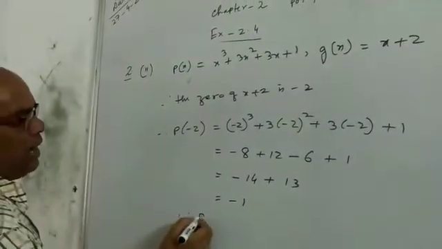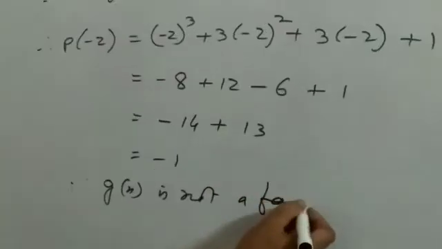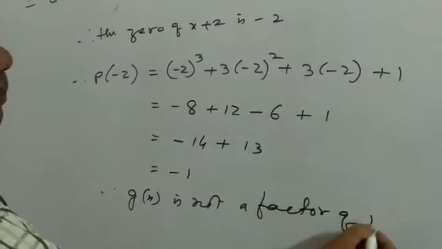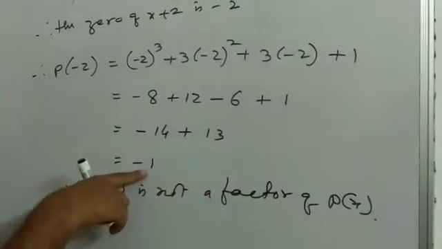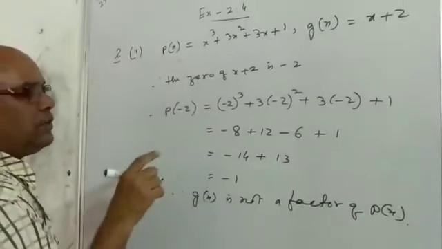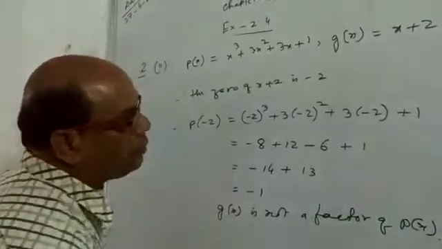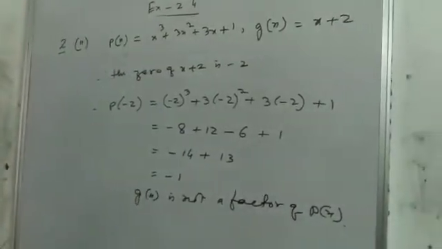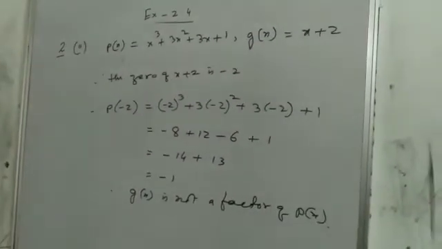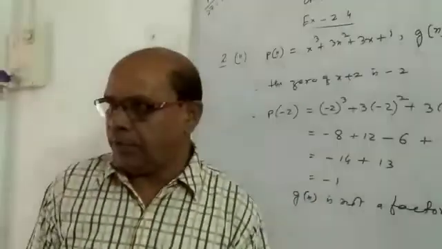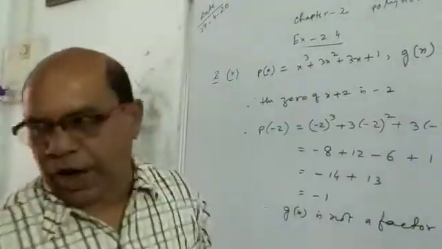Therefore we will write that g(x) is not a factor of p(x). The remainder may be plus, may be minus, may be a fraction. Anyway, we just say if the remainder is 0, it is a factor; if the remainder is not 0, then g(x) is not a factor of p(x). So easy. There is one more part, so you will try. I think you can finish this one also. Now we will start question number 3.